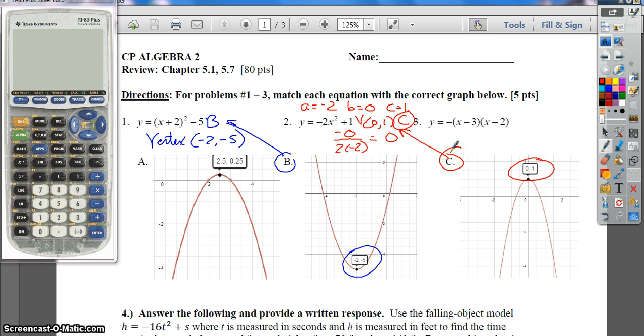Right? And then number 3. This guy is in what we call intercept form. So P is 3, Q is 2. So 3 plus 2 divided by 2 would be 5 over 2, which is 2.5. So your x coordinate is 2.5 for your vertex. So that would leave this guy, letter A, for him. Okay, so it went B, C, A.